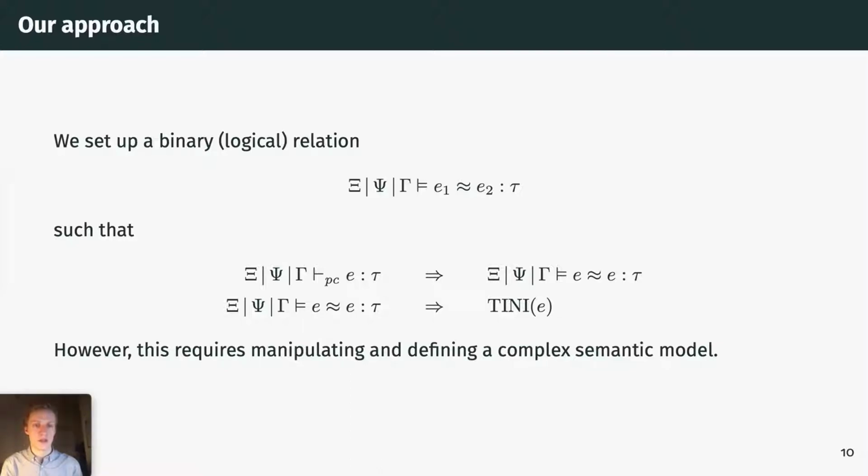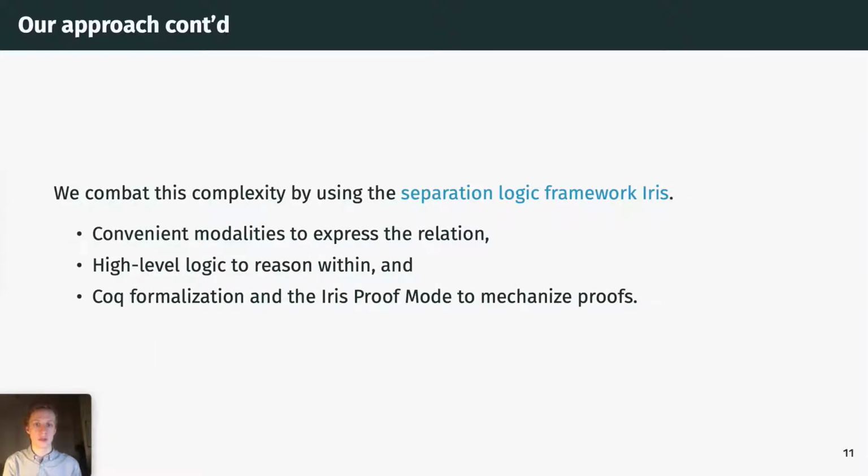However, defining such a relation, because we have all these complicated features and a very expressive type system, means that we have to define a rather complex semantic model that includes handling the type world circularity and things like that. To combat this complexity, we use the separation logic framework Iris for defining the relation. With Iris, we have convenient modalities to express a relation, and Iris has already given us good ways of solving the type world circularity. It also means we can define our relation at a high-level abstraction, and we can use this high-level logic to reason about the relation, both for doing manual proofs about programs and for showing all the theorems around the relation.